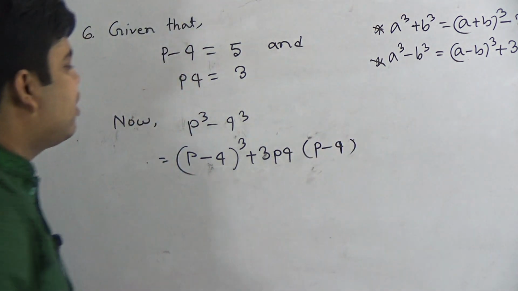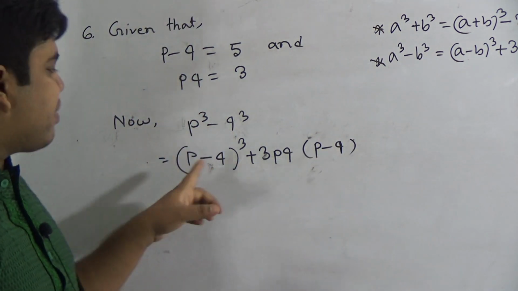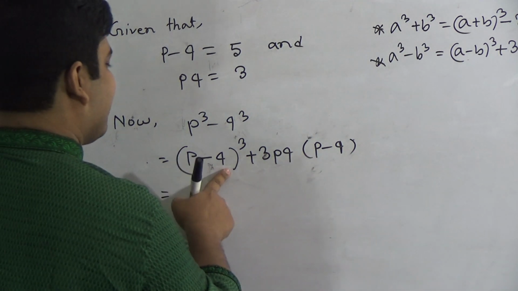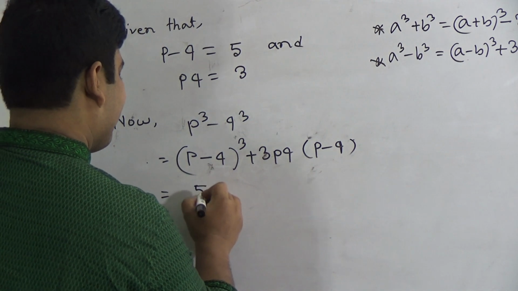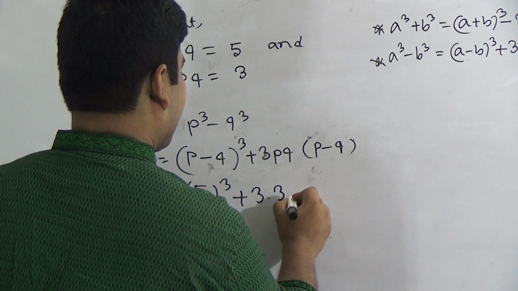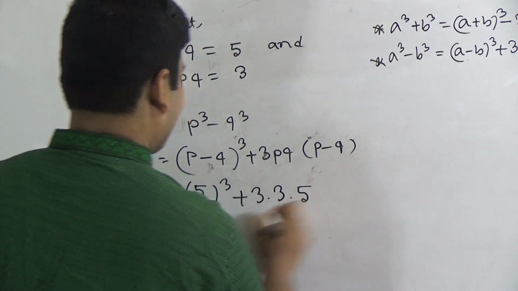This is the formula of a cube minus b cube: (a minus b) whole cube plus 3ab into (a minus b). Now what is the value of p minus q? It is 5. So 5 whole cube plus 3 into p q, where pq is 3 and p minus q is 5.